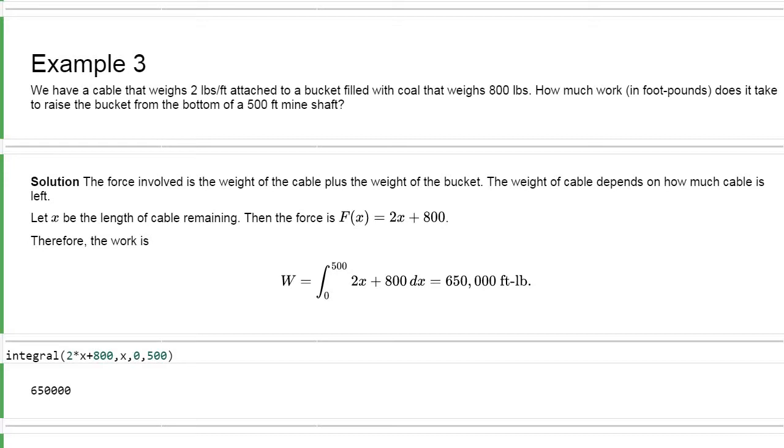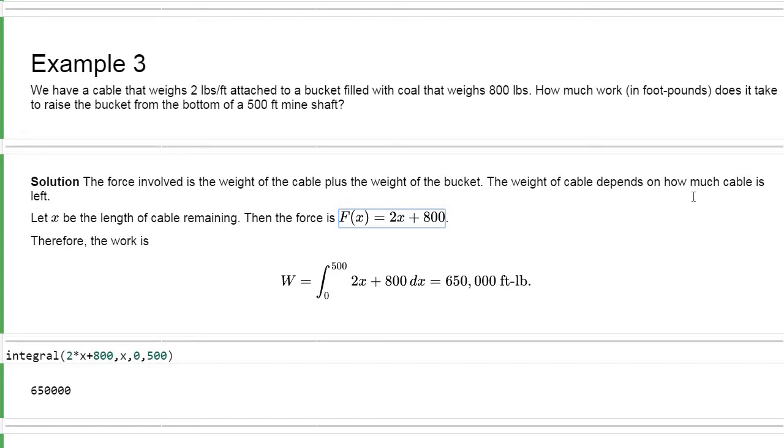Okay, so let's call X how much cable is left, and that means the force is 2 times X. Remember, the cable is 2 pounds per foot. If we have X feet left, then 2 times X is the weight of the cable, and then plus the bucket and the coal is 800. So 2x plus 800 is the force.